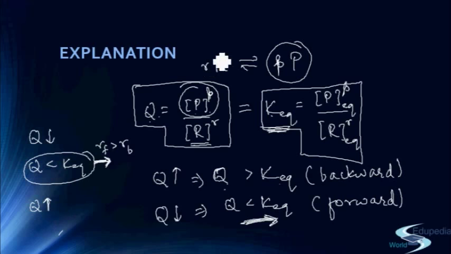Okay, so as soon as I increase the concentration of reactant, my state of equilibrium gets disturbed such that Q has now increased and become greater than K equilibrium, because of which the reaction shifts in the backward direction. That is, the rate of backward reaction becomes greater than the rate of forward reaction. Now here let's take an example and see one more important point.